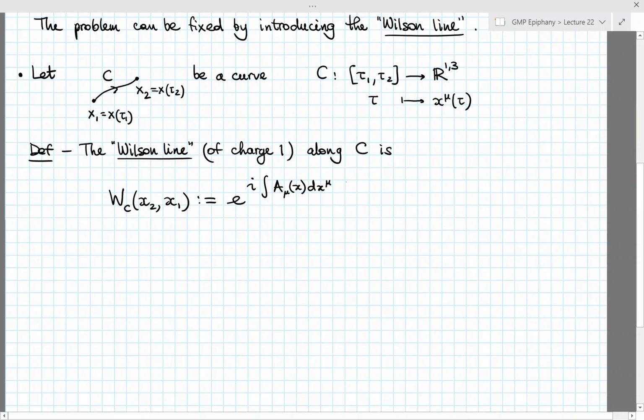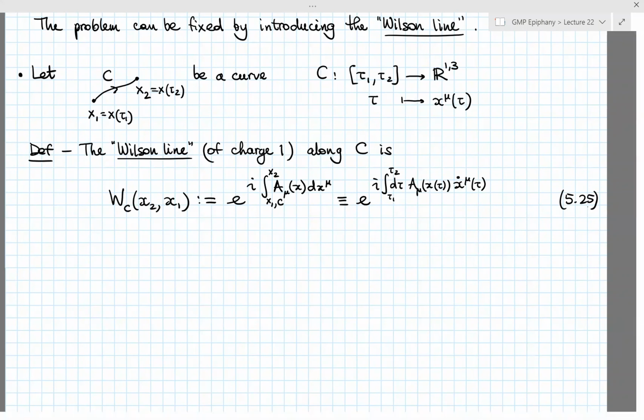So this is a differential, and we can integrate it along the curve C, say, which goes from x1 to x2. And in practice, what this means, if we use the parameterization above, is that this is the exponential of i times the integral over tau from tau1 to tau2, A_mu(x(tau)) x-dot^mu(tau). So this is the Wilson line associated to an open curve.